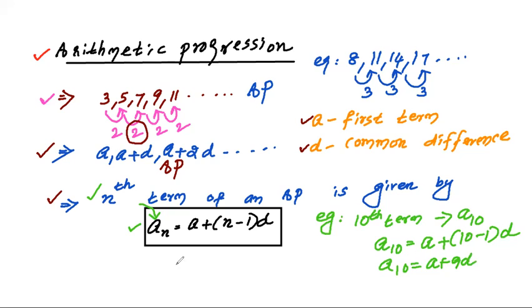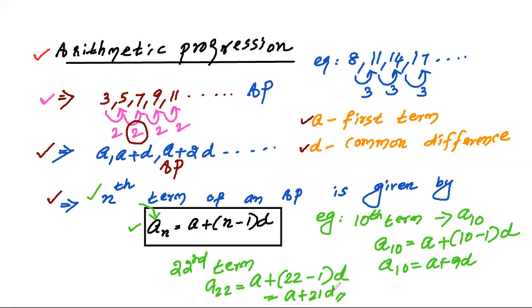Another example, if you want to find the 22nd term, we can write a22, that is the 22nd term, is equal to a plus 22 minus 1 into d, that is equal to a plus 21d. So like this, we can find any term of a given AP by using the formula for the nth term, which is given by a_n is equal to a plus n minus 1 into d.